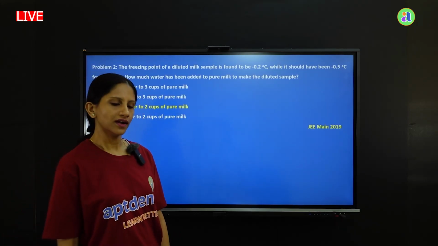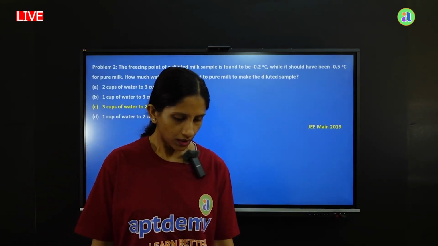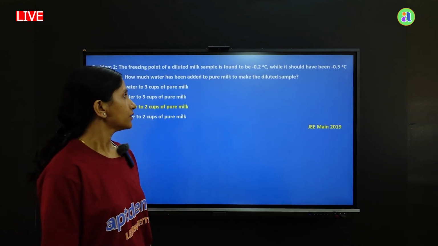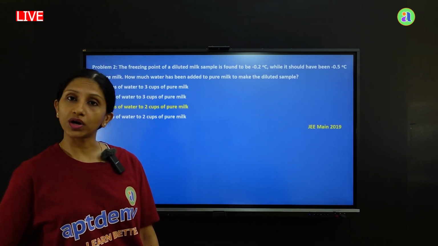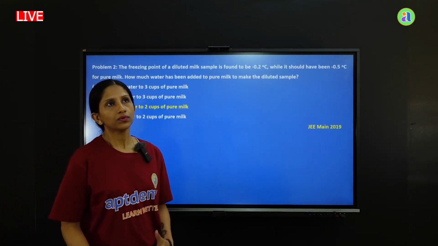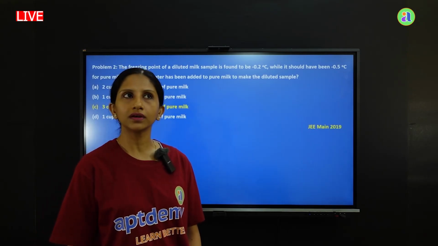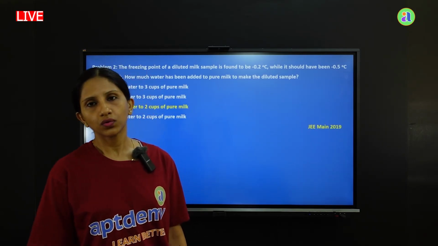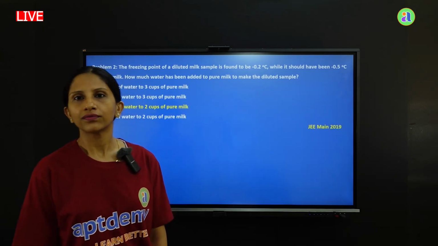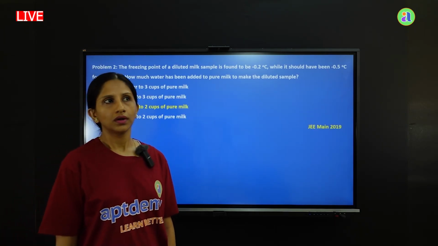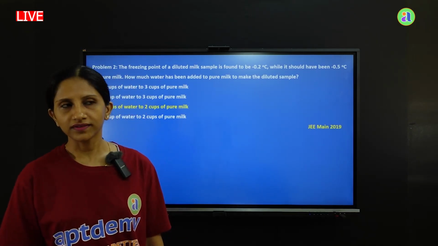Let's take the final example. Now, if you consider ocean water, you may have seen that even in very cold weather, in a cold climate, ocean water entirely doesn't freeze. Why so? Even if the temperature is much below 0 degrees centigrade.